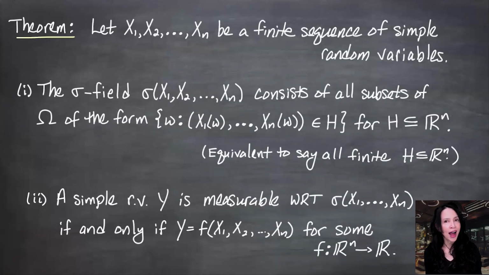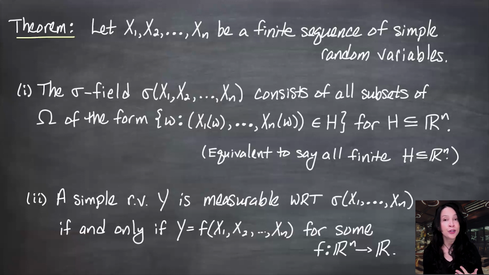Now let's prove double I. Just to remind you, let me throw the theorem back up here again. A simple random variable y is measurable with respect to the sigma field generated by x1 through xn if and only if y can be written as a function of x1 through xn. And this function is going to be some function from Rn to R.